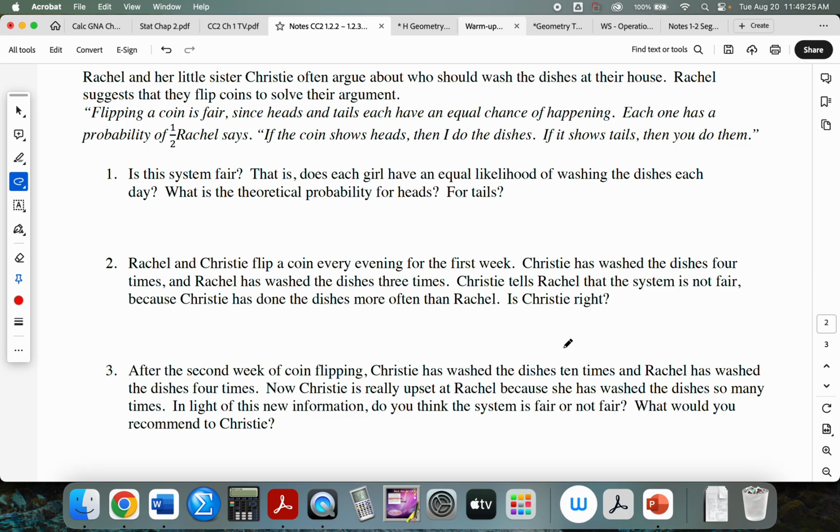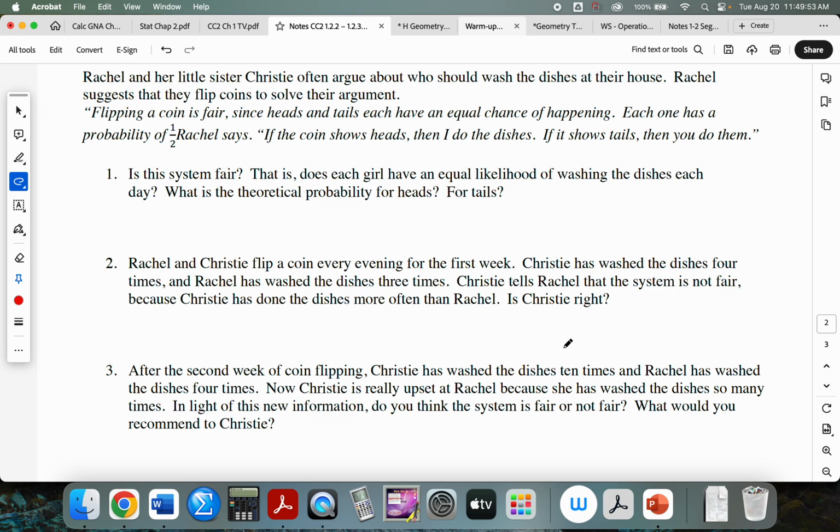So I got this problem out of your book because it makes me laugh. Rachel and her little sister Christy often argue about who should wash the dishes at home. Rachel suggests that they flip a coin to solve their argument. Okay, flipping a coin is fair since heads and tails each have an equal chance of happening. Each one has a probability of 1/2, Rachel says.